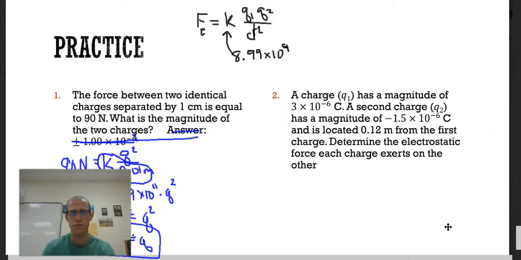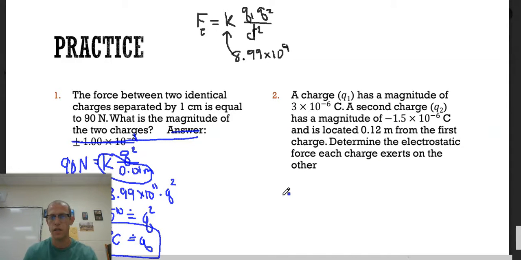All right, let's try this last one. Charge Q1 has a magnitude of 3 times 10 to the negative 6 coulombs. A second charge Q2 has a magnitude of negative 1.5 times 10 to the negative 6 coulombs and is located 0.12 meters from the first charge. Determine the electrostatic force each charge exerts on the other.